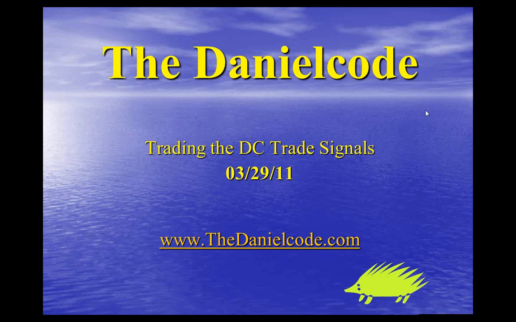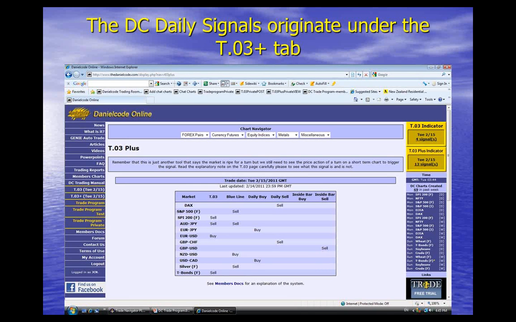So we'll get right to it, and the first thing we're going to look at is just a refresher for our folks who are new here. The signals that I'm talking about are available on the Danielcode website at www.thedanielcode.com. They're posted every day, usually about 2.5 to 3 hours after the US markets close, and they come to you in this form here on the Danielcode website.